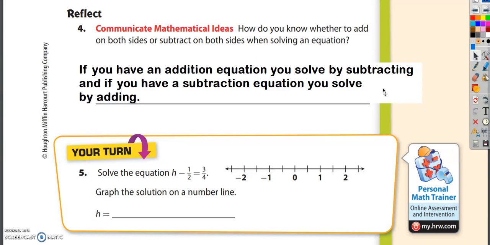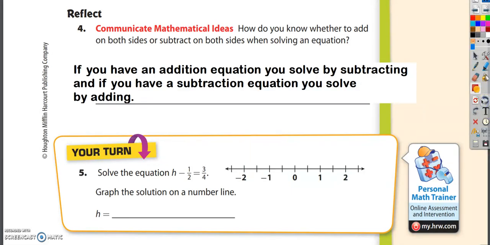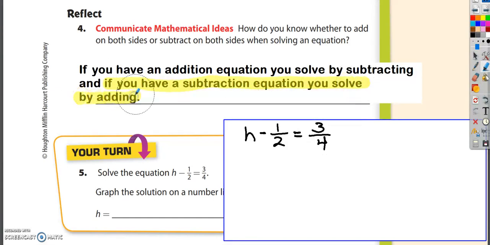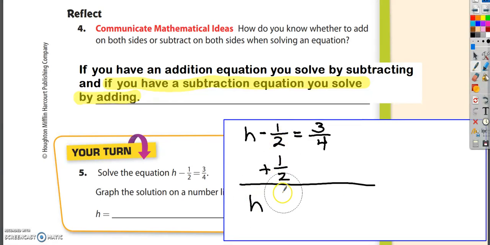Number 5 reads, solve the equation h minus 1/2 equals 3/4, and then graph the solution on the number line. I'm going to solve this one right here. h minus 1/2 is equal to 3/4. And we just said right here that if you have a subtraction equation, you solve by adding. What are we going to add? We're going to add 1/2. Minus 1/2 plus 1/2 just isolates that variable. Negative 1/2 plus positive 1/2 is 0. So we get h equals. So I just need to add 1/2 to this.